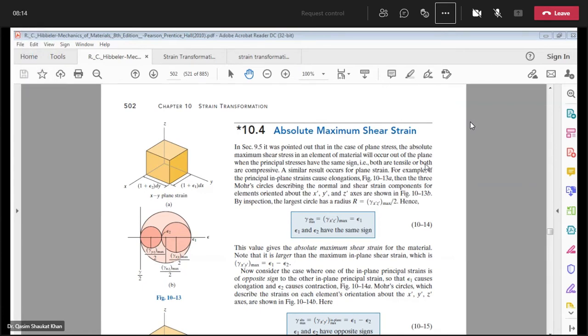Fine. So now, just like in the case of the stress transformation, first we did the derivation of the equations. Then in the second step, we studied the Mohr circle. So now in the third step, we are going to study the absolute shear strain.